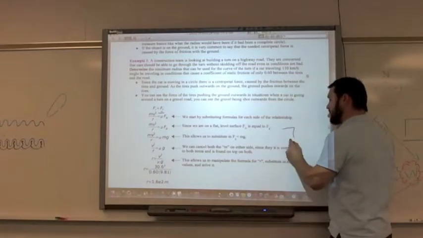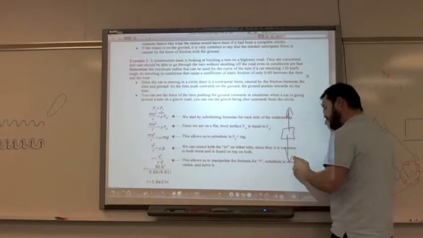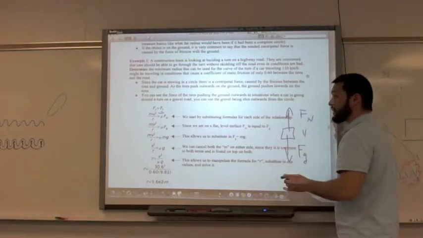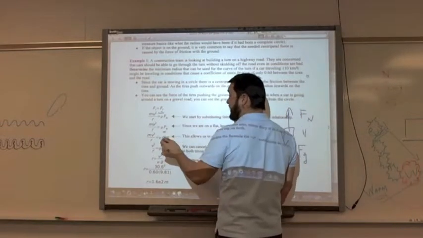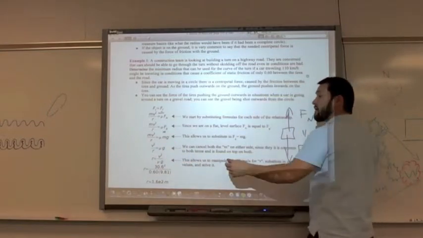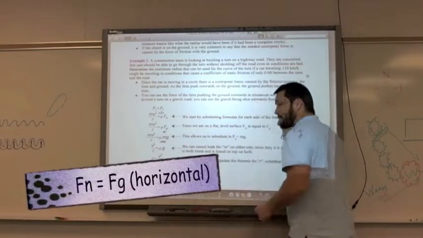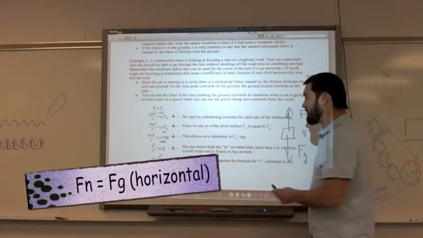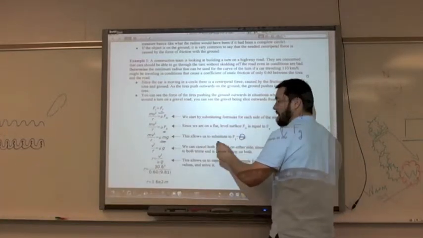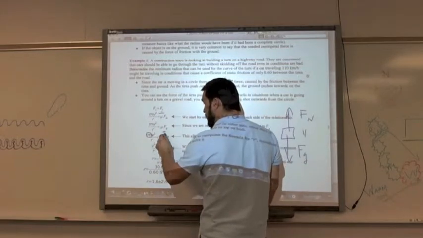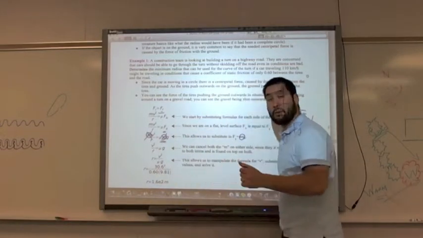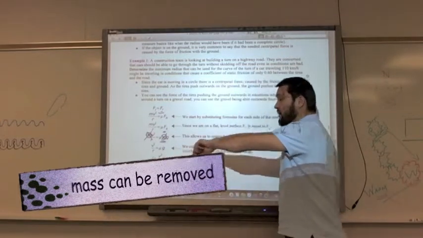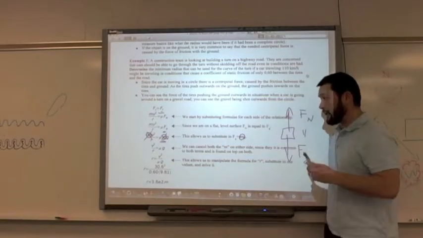Now, because it's horizontal, we know that Fg and Fn should be equal to each other. So we can simply replace Fn with Fg, and we know that the force of gravity is mass times gravity. Mass is found on both sides of the equation, so you can just remove it. You're left with a reduced formula: v squared over r is equal to mu g.